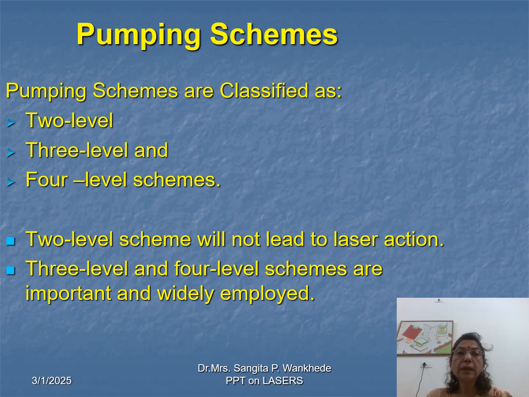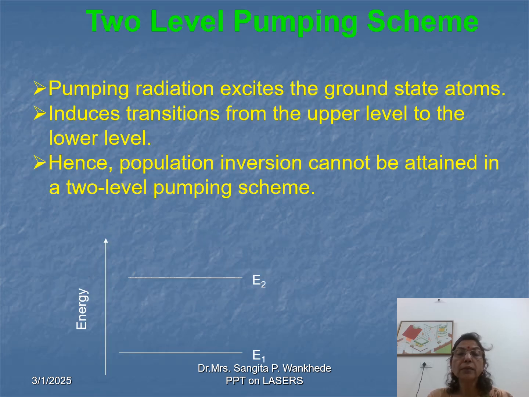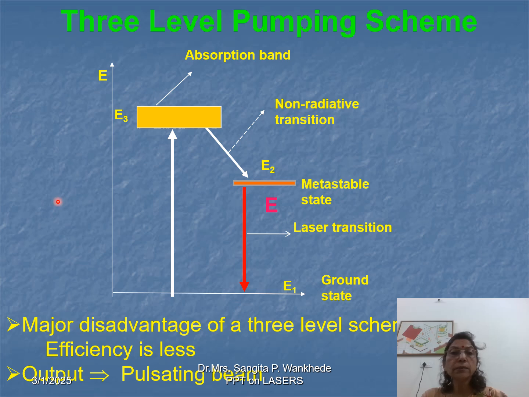Then what are the pumping schemes? There are three pumping schemes: 2 level, 3 level, and 4 level pumping scheme. But the 2 level pumping scheme will not lead to laser action. Only 3 level and 4 level schemes lead to laser action. In the 2 level pumping scheme, we consider two levels. We will discuss the 3 level pumping scheme only because it will lead to laser production.